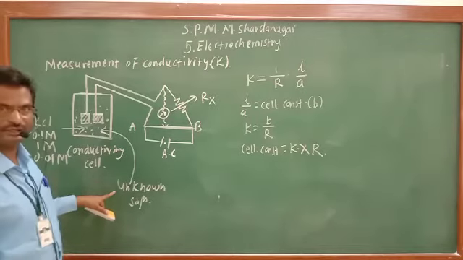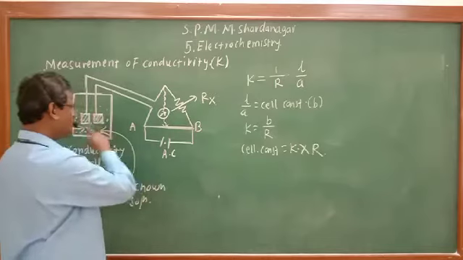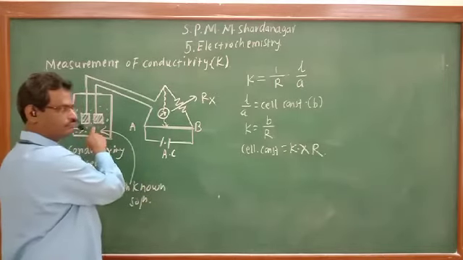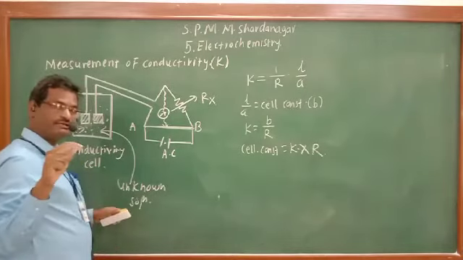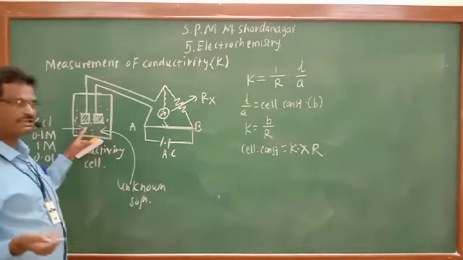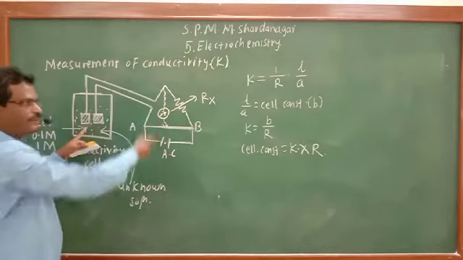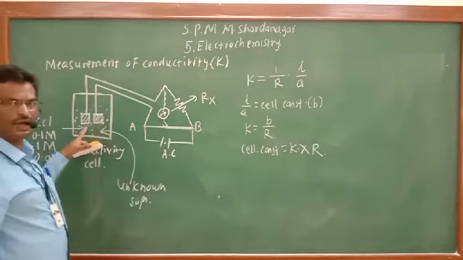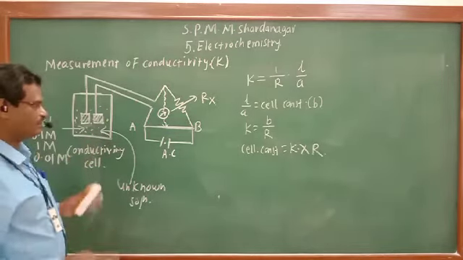We know the cell constant. Cell constant we have calculated from use of KCl. And now we have to measure the conductivity of unknown solution. So KCl is replaced by unknown solution. Similar experiment is performed and resistance of unknown solution can be calculated.